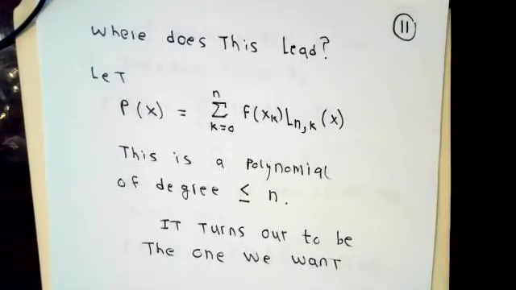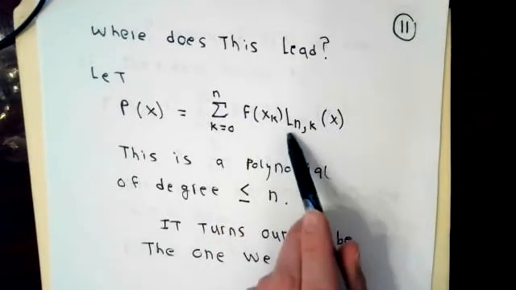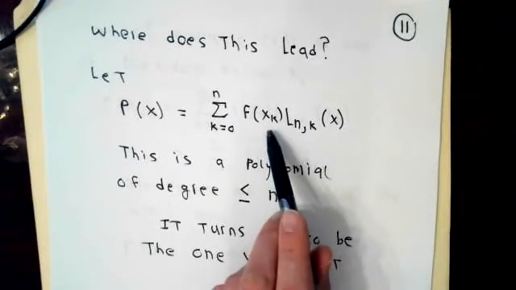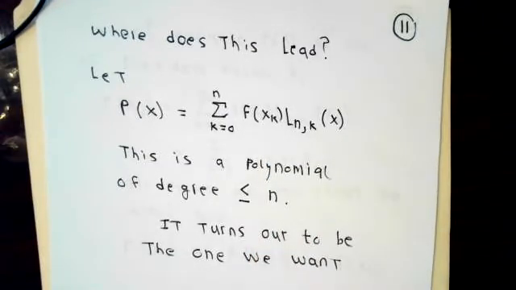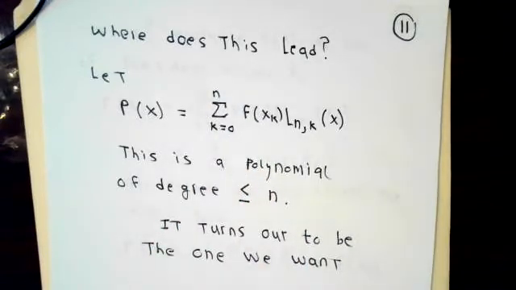So where is this taking us? We're going to form a polynomial called p of x, and here's how we're going to do it. For each k from 0 to n, we're going to form the Lagrange polynomial. We're going to multiply that by a constant, the function value that goes with x number k, and then we're going to add all of these things up. From what we've just said, this must be a polynomial of degree less than or equal to n, and the reason we're forming this polynomial in this fashion is it turns out to be the one that we're after.